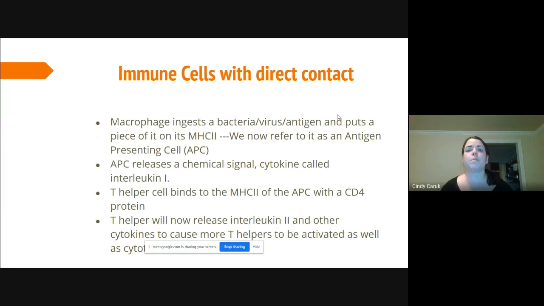So in the immune system, if you remember, the macrophages or your other dendritic cells ingest a bacteria or a virus, or another antigen, being anything that causes an immune response. And when it engulfs it, it takes a little piece of it and puts it on its major histocompatibility complex 2. This is the one that is shared by all immune cells, right? And now we refer to it as an antigen-presenting cell. It's going to release a chemical signal. The general name is cytokines. This specific one is called interleukin, inter between, leuc for white, right? Because they're going to involve the white blood cells. And then that interleukin brings the T helper, which is going to bind to your major histocompatibility complex 2. It uses a protein called CD4 to do that. And then it releases its own interleukin 2, and that's going to activate other cytokines. It's also going to cause more T helpers to be activated as well.